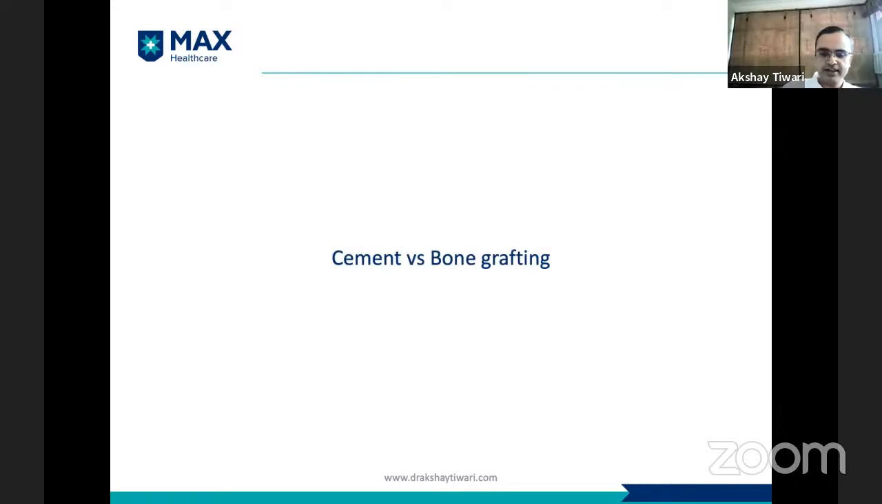Mandeep and I had a good debate in IMSOS at Bangalore regarding this. And this remains the eternal debate in giant cell tumor again.